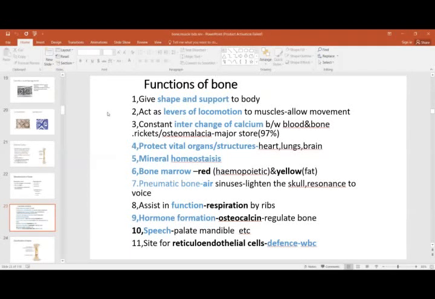It is said that they lighten the skull, that is the skull becomes light because of that, and also provide resonance to the voice. This is just a possible function, it's not exactly known. They assist in the respiratory movements of the rib cage, which helps in respiration. Hormonal formation, osteocalcin, is also a function of the bone. Speech: the palate and mandible, by their movement, produce speech. WBCs, the defense mechanism cells, are also produced by the bone.